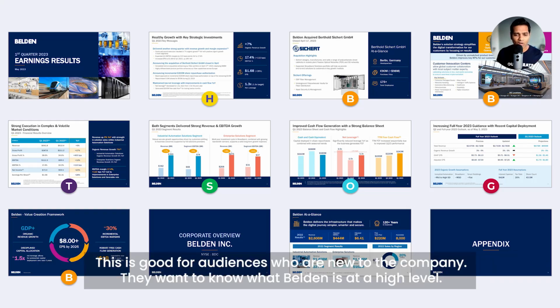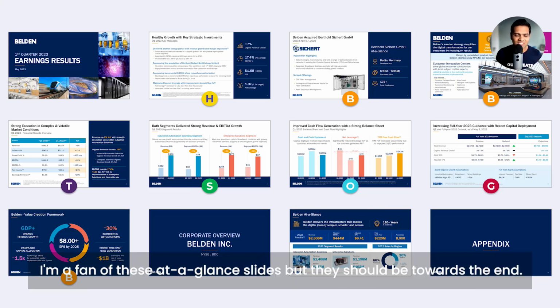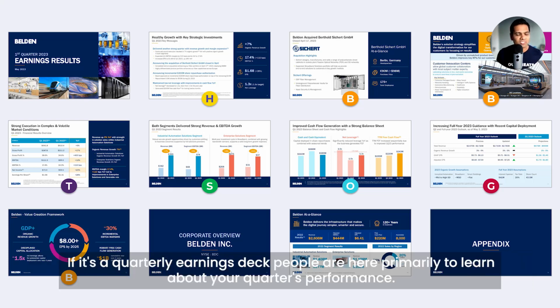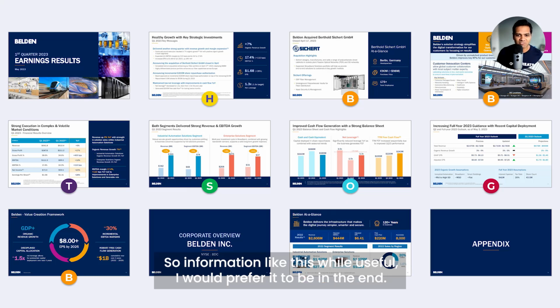This is good for audiences which are new to the company. They want to know what Belden is at a high level. So I'm a fan of these at a glance slides, but they should be towards the end. If it's a quarterly earnings deck, people are here primarily to learn about your quarter's performance. And so information like this, while useful, I would prefer it to be in the end.